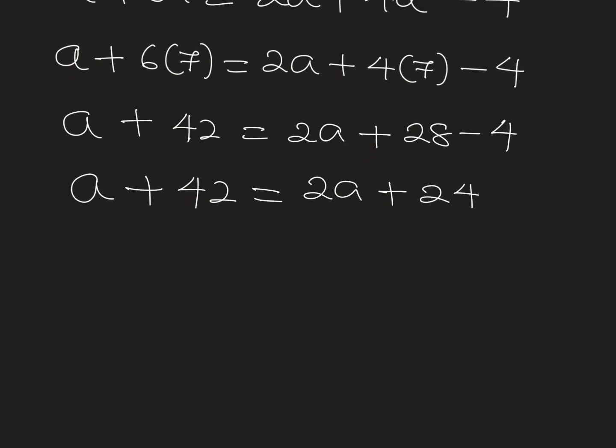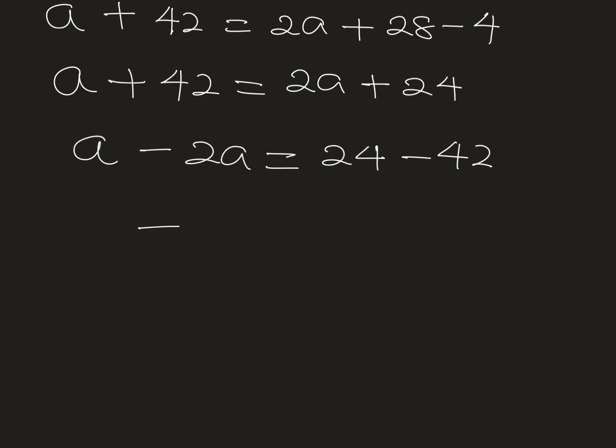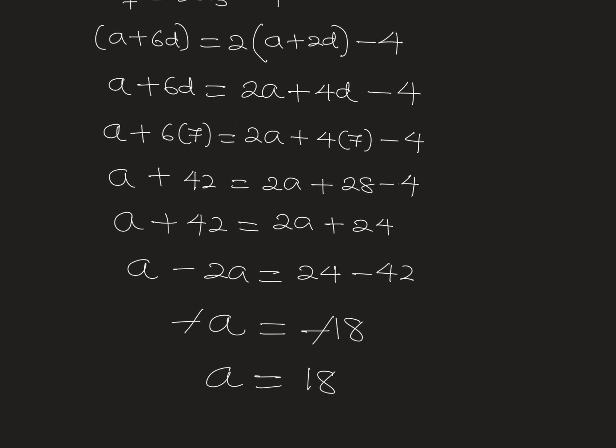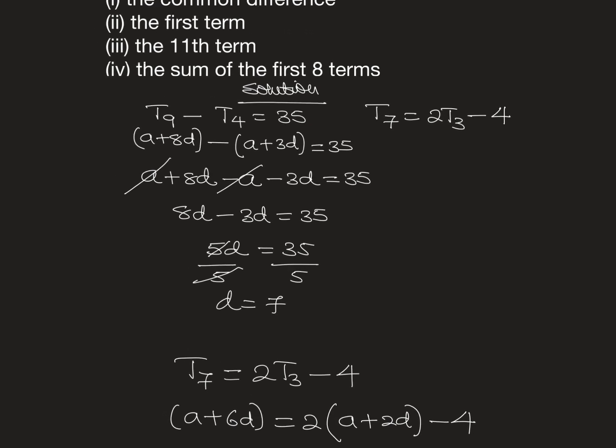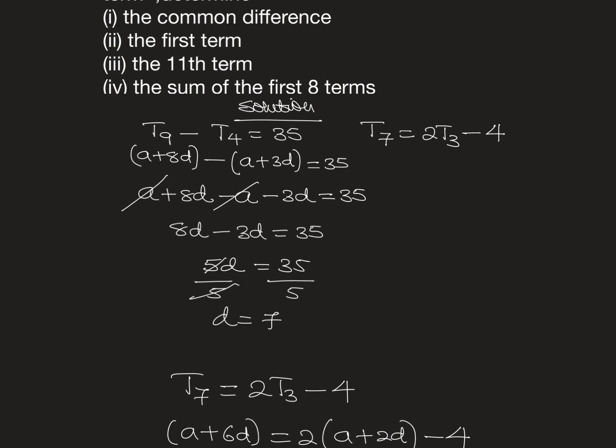Okay, so if we collect like terms, we're going to have a minus 2a is equal to 24 minus 42. So a minus 2a is minus a is equal to 24 minus 42, which is minus 18. Okay, so negative will cancel negative, therefore a will be 18. As you can see, we have been able to find question 1. So this is the answer for question 1.